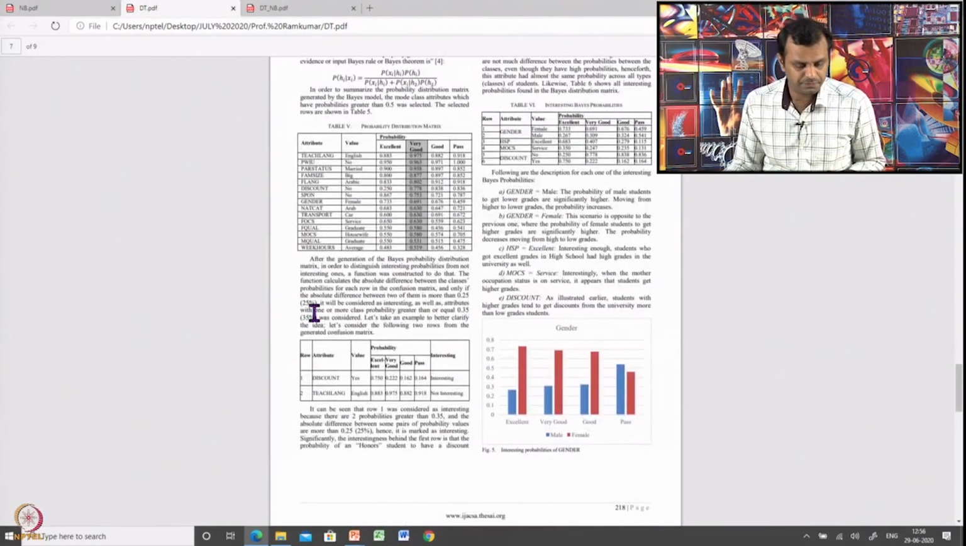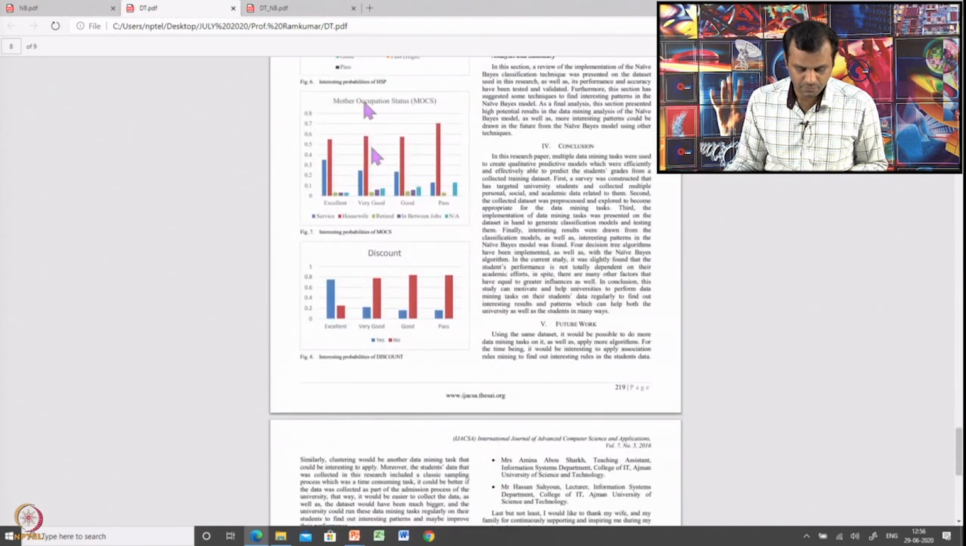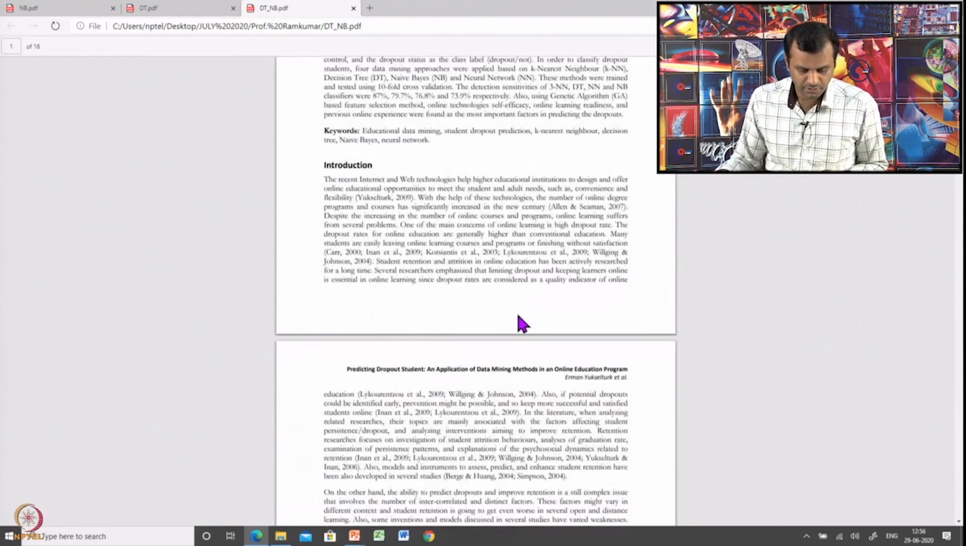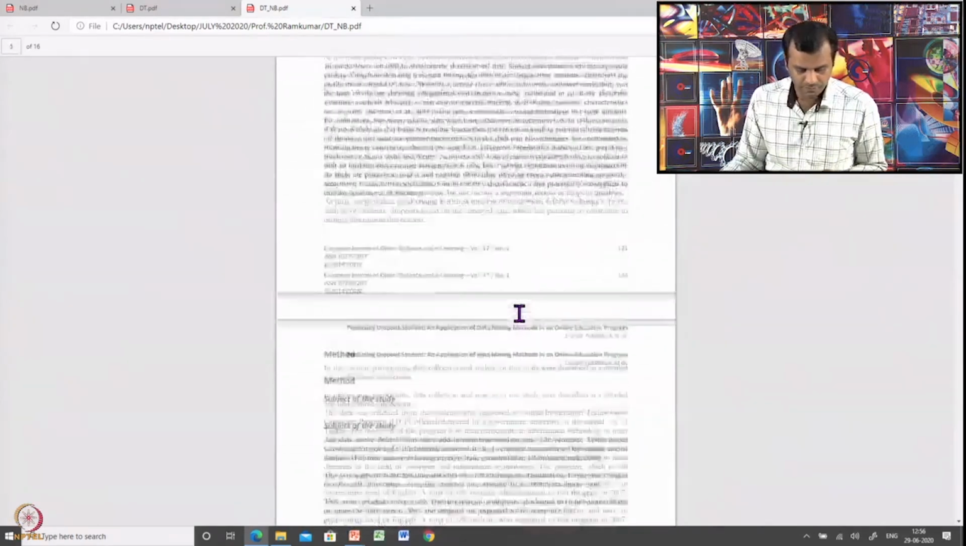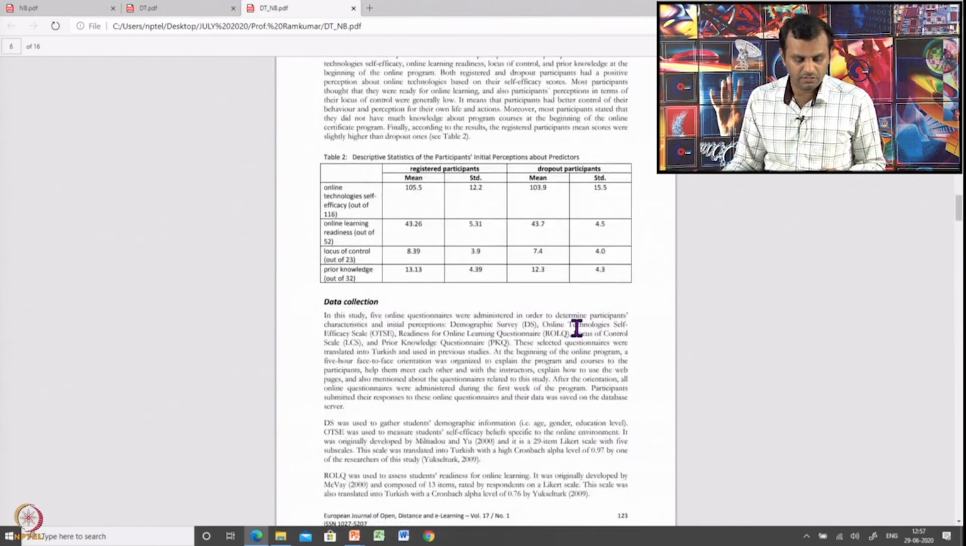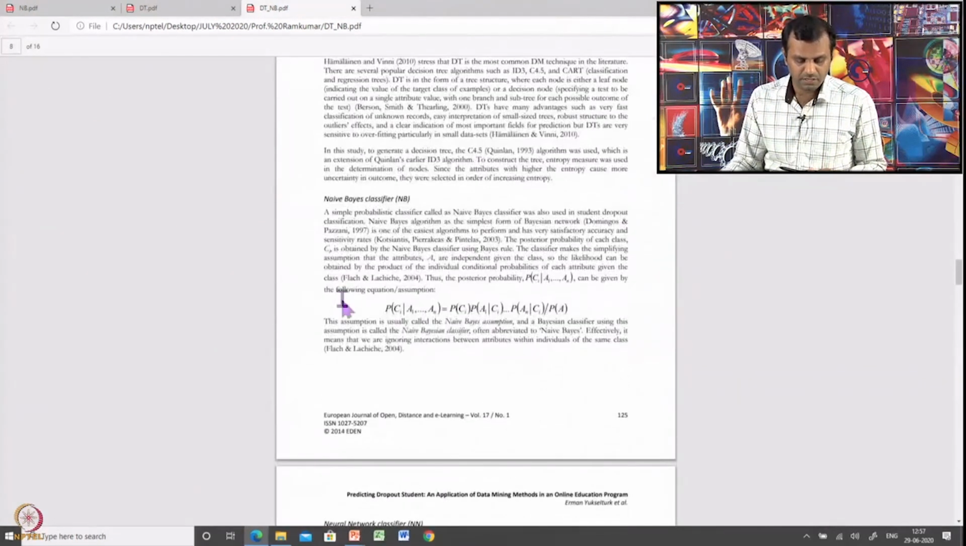Okay, so let us look at the next paper. In this paper it has both the decision tree and naive Bayes. Here it is the demographic information of the participants, like female, male, age, graduate students and everything, and how many students registered, how many students dropped out.